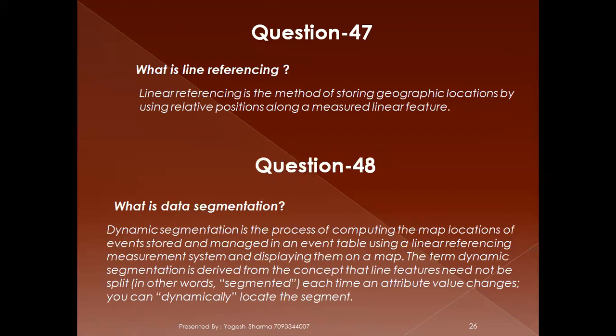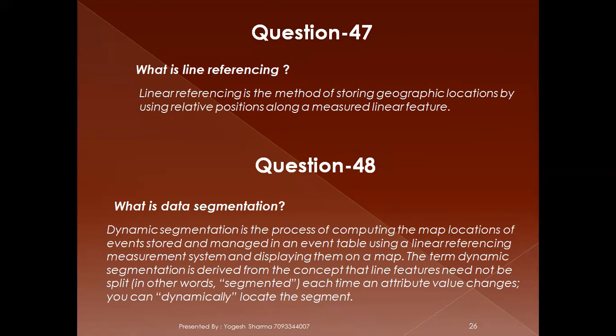What is linear referencing? Linear referencing is the method of storing geographic location by using relative position along a measured linear feature. What is dynamic segmentation? Dynamic segmentation is the process of computing the map location of the events stored and managed in an event table using the linear referencing measurement system and displaying them on a map. The term dynamic segmentation is derived from the concept that line features need to be split, in other words segmented, each time an attribute value changes. You can dynamically locate the segment.